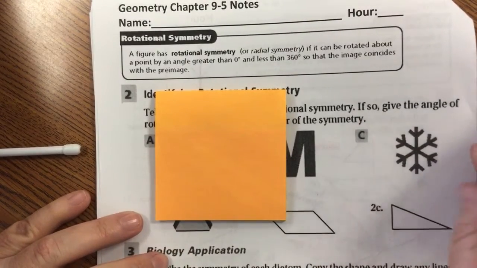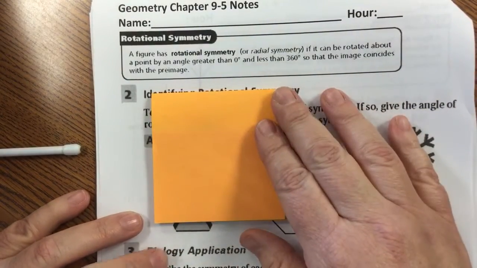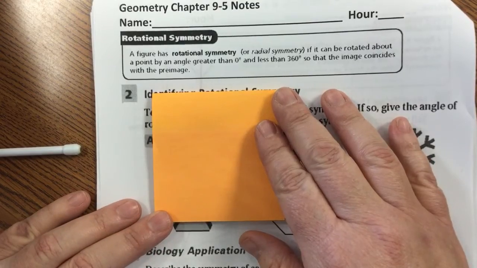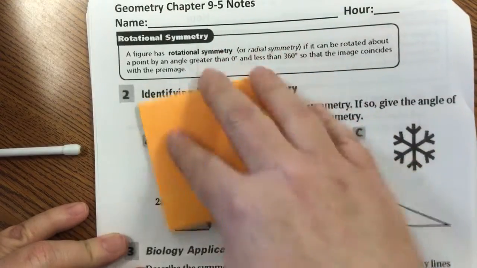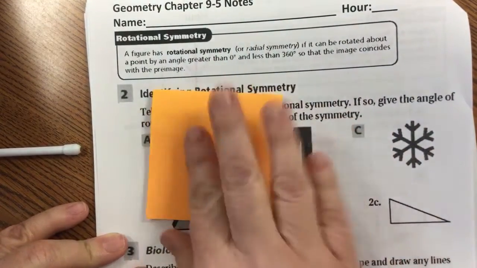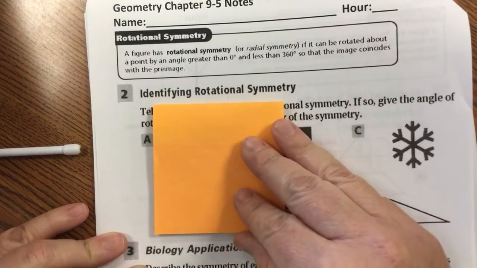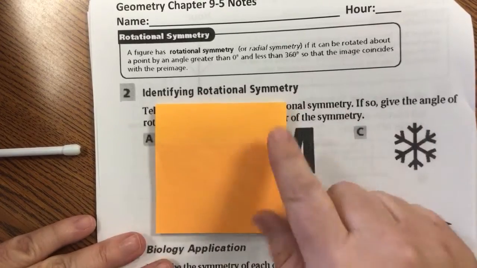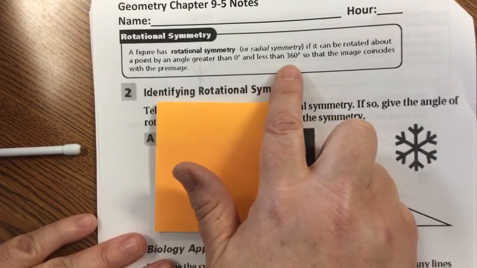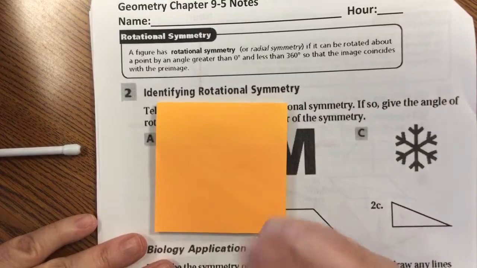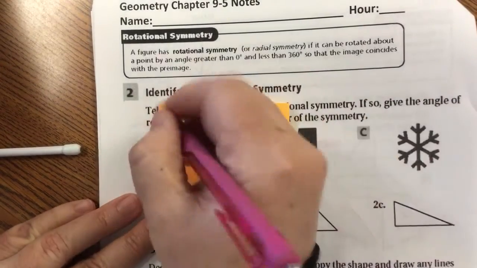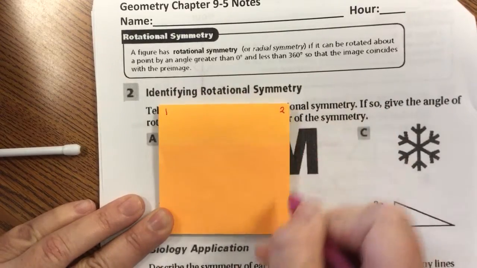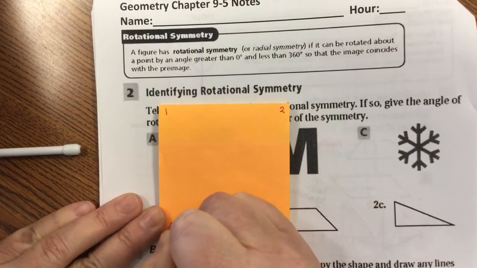Rotational symmetry means that I can rotate it less than 360 degrees, because I agree that anybody can take any item and rotate it all the way back to where they started and boom, I have rotational symmetry. Well, that's not the way it works. It has to be something between 0 and 360. So it has to be less than that 360 degrees.